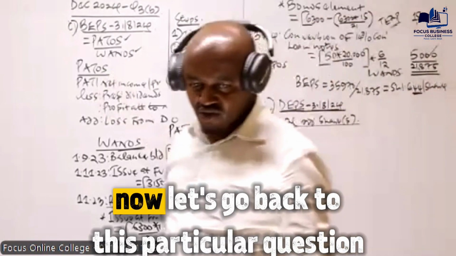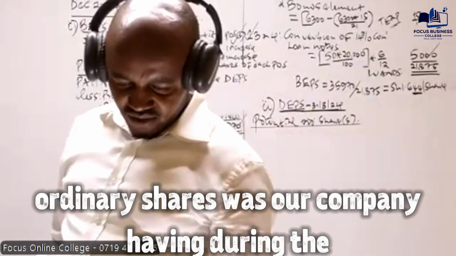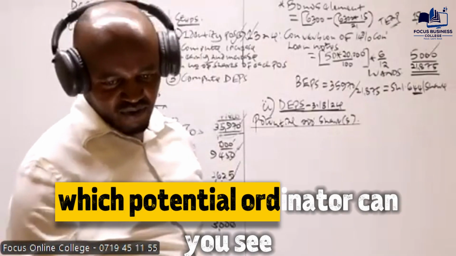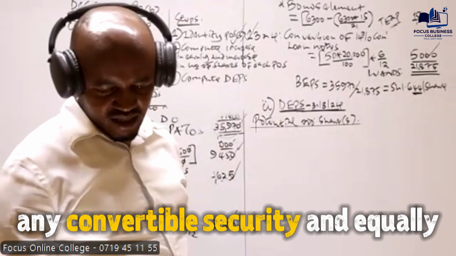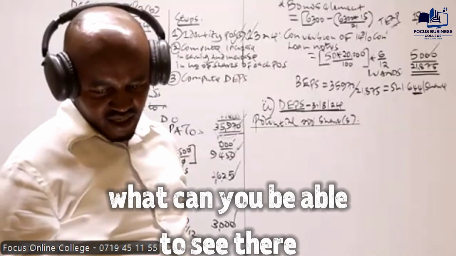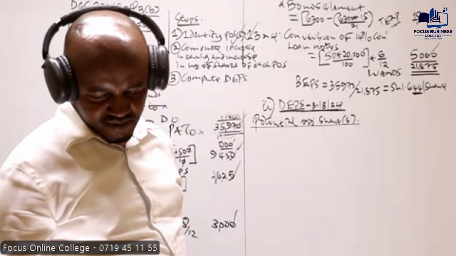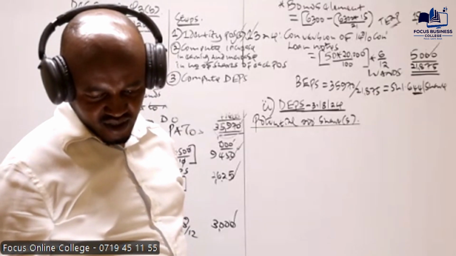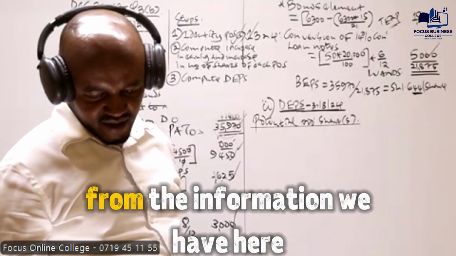Now, let's go back to this particular question, and that is the first thing we need to do. Which potential ordinary shares was our company having during the year under consideration? You check whether the company had issued any convertible security, and equally, whether there were some stock options granted to the employees. What can you be able to see from the information we have here?